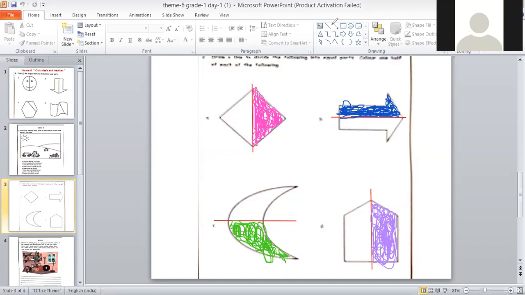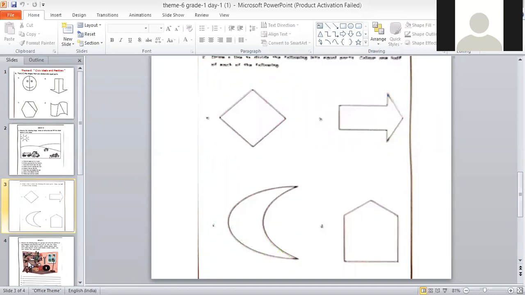Okay, fine. Is there anyone who is still doing? Anyone? Anyone? Okay, no one. Yes, children, now please open page number 7 of your math codes book.